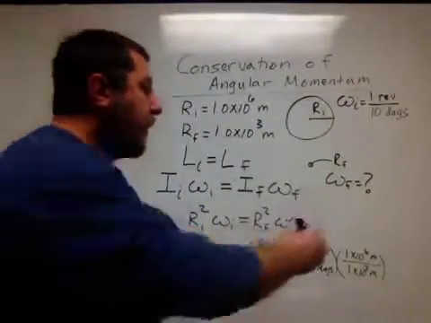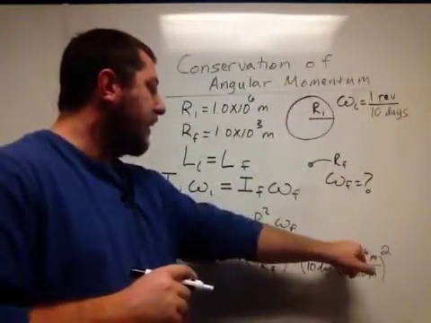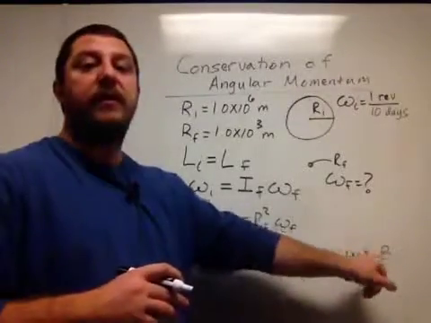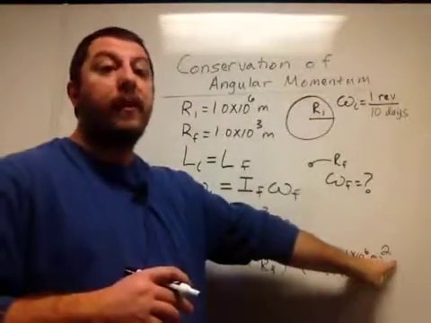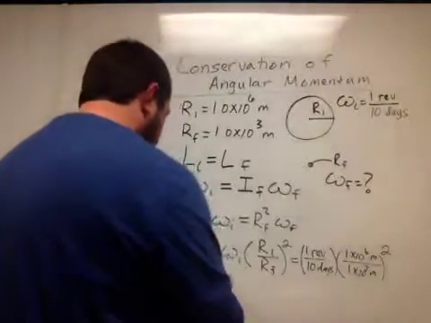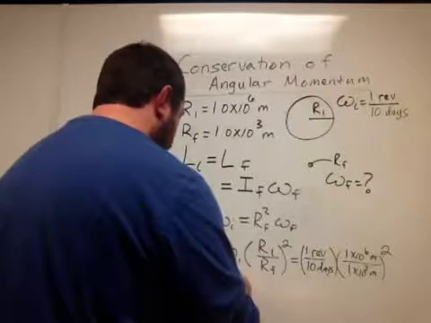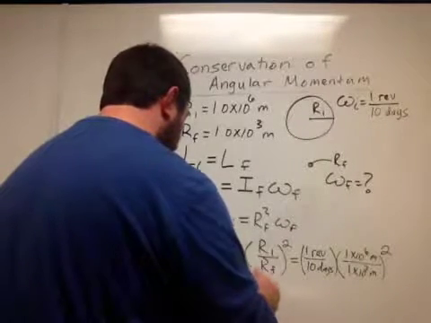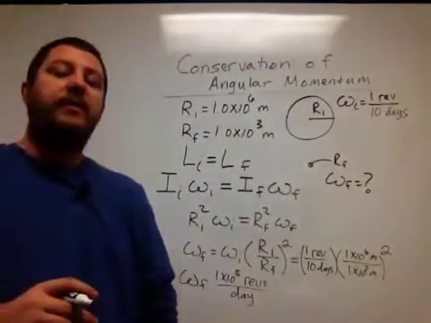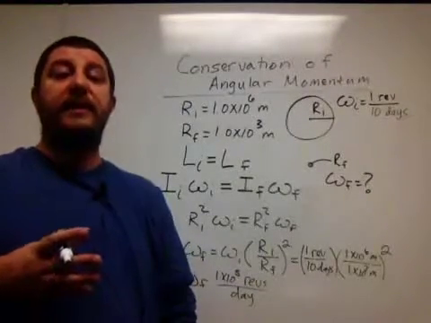Okay, and this needs to be squared, right? So if I look at 1 revolution per 10 days, and then I have 1,000,000 meters divided by 1,000 meters, this gives me 1,000, and then 1,000 squared is another 1,000,000, and 1,000,000 divided by 10 is 100,000. So what this is telling me is that my final rotation rate is 1 times 10 to the 5th revolutions per day. 100,000 revolutions per day.